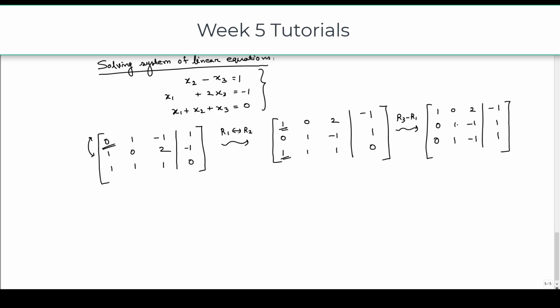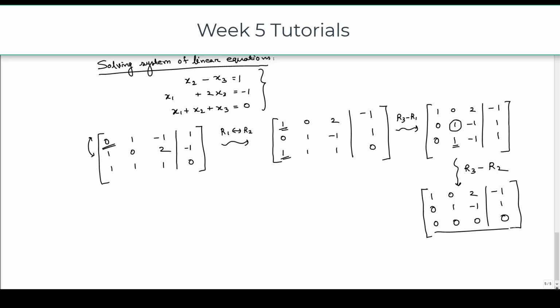Now in the second row, this is our pivot element which is already 1. So we have to make this element in the third row 0. So we have to do R3 minus R2. Let us see what will happen. 1, 0, 2, minus 1 will be the first row, it will remain the same. The second row will also remain the same. And the third row will become 0, 0, 0. So the third row is basically a zero row with all the entries 0.